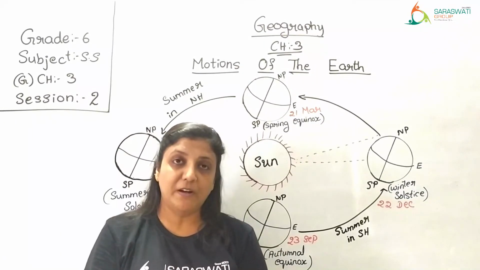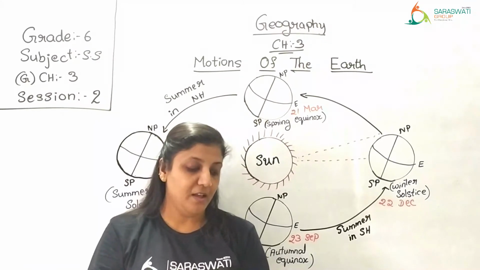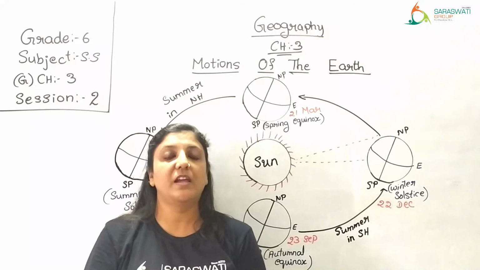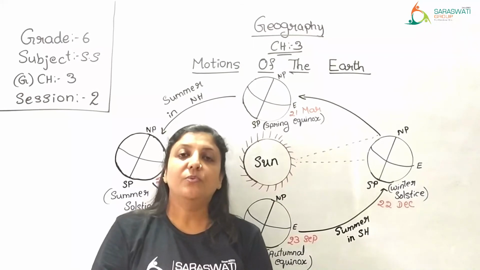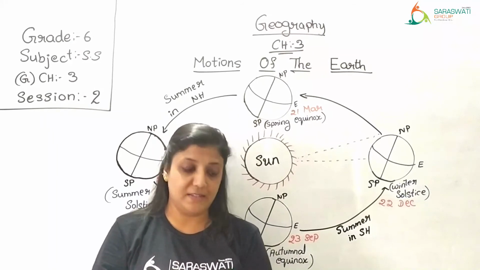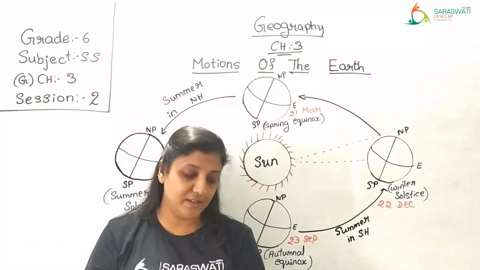So it is summer in the southern hemisphere. Places here have a long day and a short night in the year. So on this day, the southern hemisphere will have the longer day and shorter night. 22nd December, longest day and shortest night.